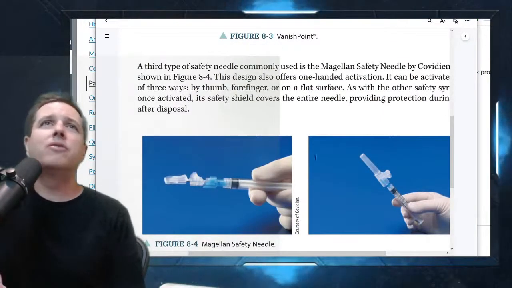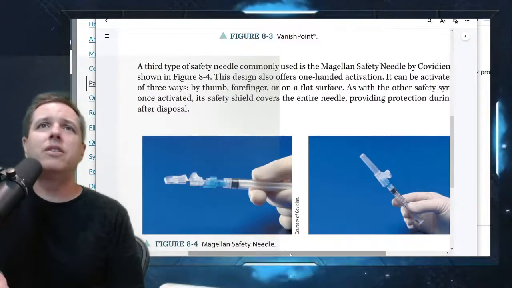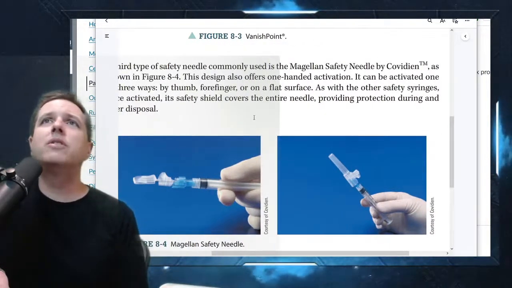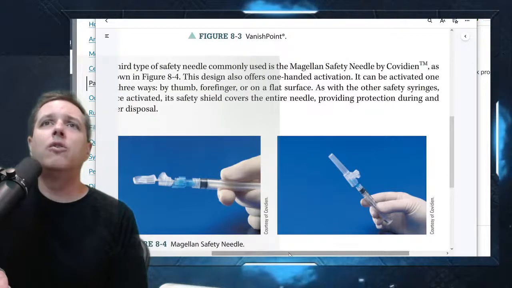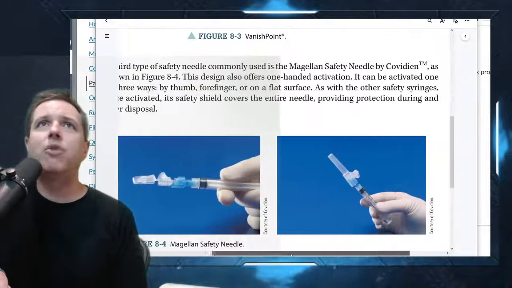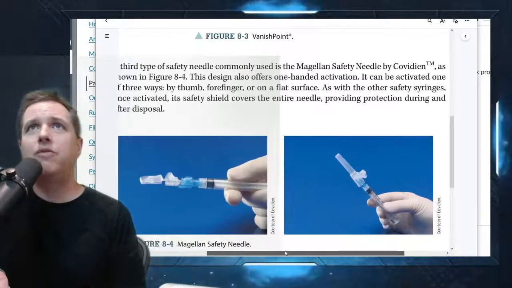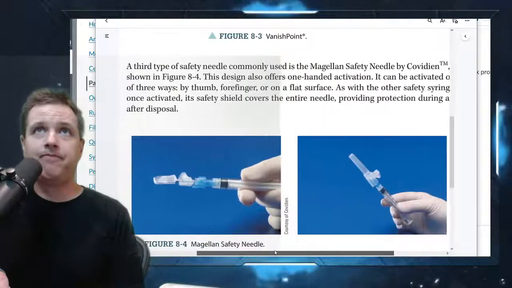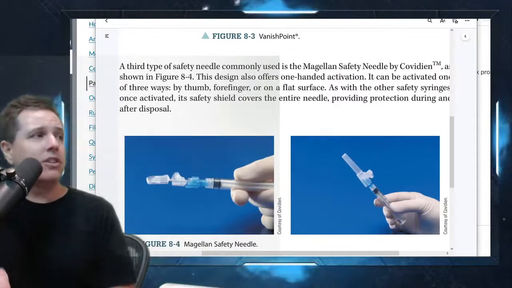Let me remember which one is this one. This is the Magellan safety needle. Let me remember what was special about this one. This one can be activated in 3 ways: by thumb, forefinger, or on a flat surface. Right, so it's just another example.